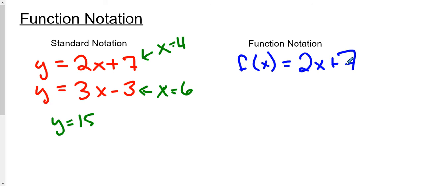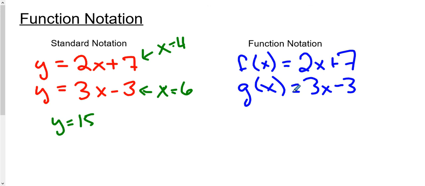Let's take a look at the second equation. We'll give it another name. Since Fred is already taken, let's go ahead and give this one the name George. So g of x. Different name for this guy. Same equation as the one on the bottom, 3x minus 3. But now it's really easy to tell the difference between these two.